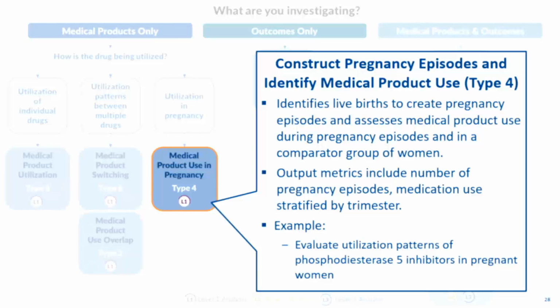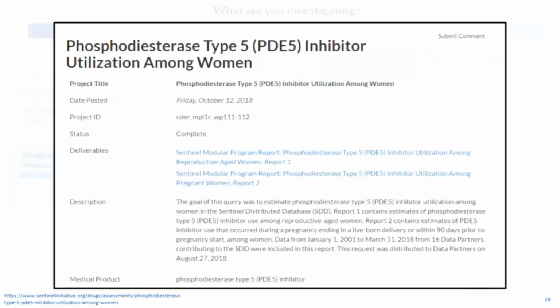And then we also put out a comparator group of women who don't have evidence of a live birth, because we might want to understand how that medical product is used in women who we believe are not pregnant at that time. And so that is going to give us some metrics and information about the use during pregnancy and stratify it by trimester.